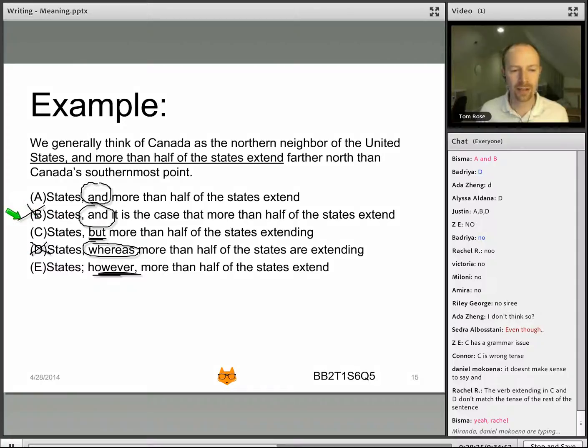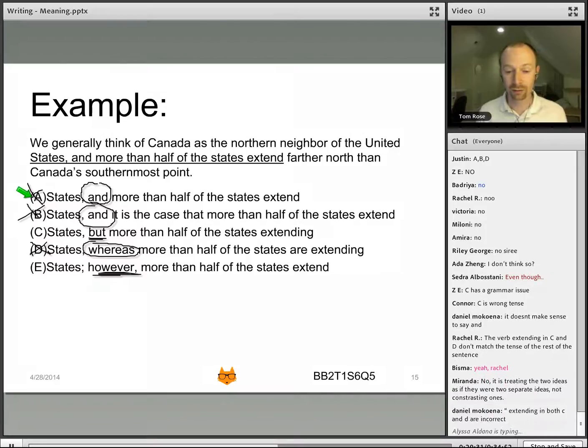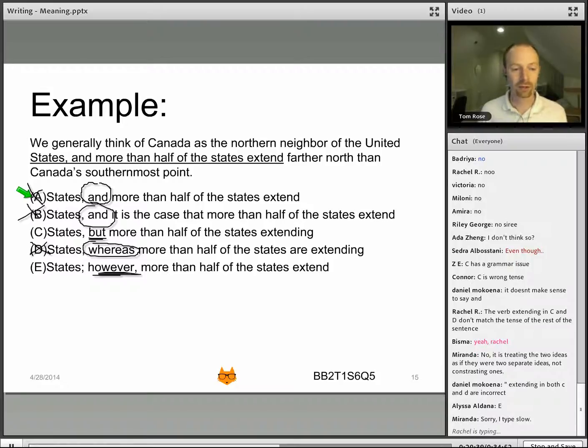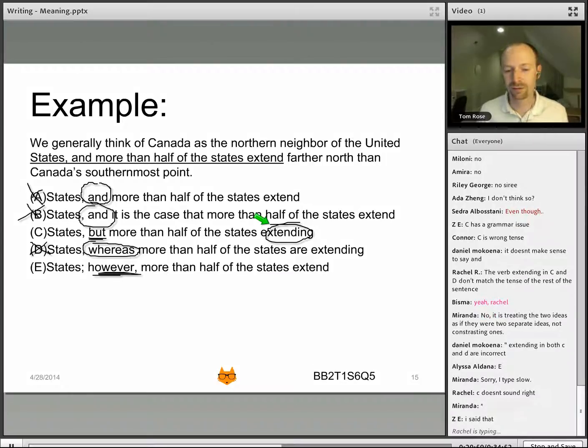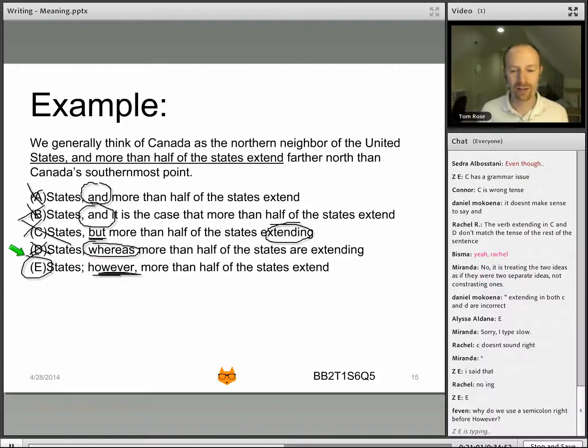Right, so A, B, and D, you can get rid of all of those. Even though these are correctly connected, you can still get rid of them, right? Because the meaning doesn't make sense. Now, how about C? Somebody actually already said C is the wrong tense. Yeah, not this extending. This should be extend, right? That's the wrong verb tense. So C is out for verb tense, and that just leaves E. This is a great example of how you need to actually use a semicolon, which many people are often hesitant to do. But here it is in a correct answer.